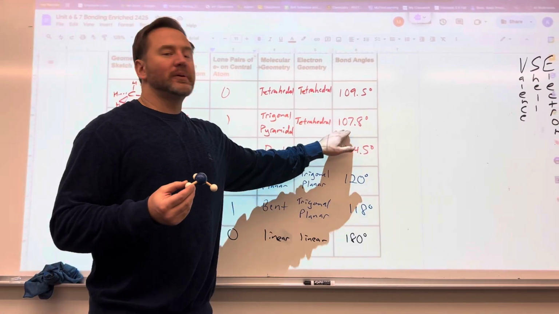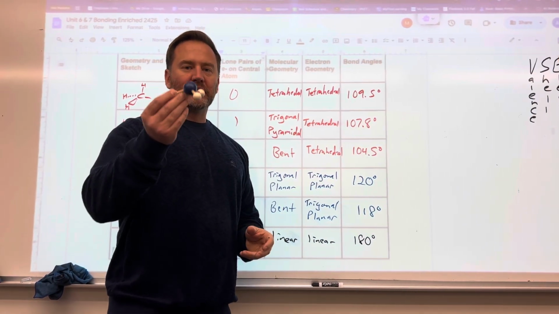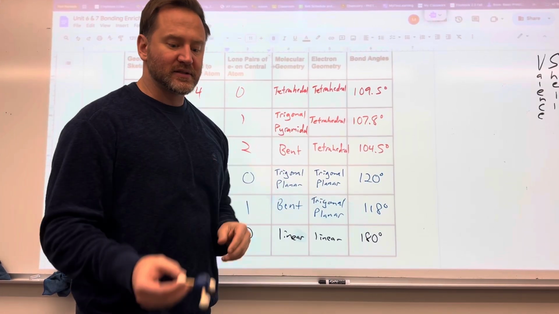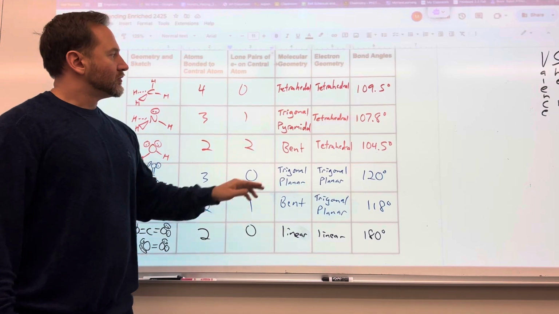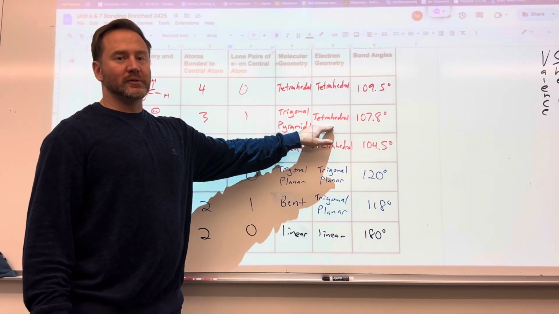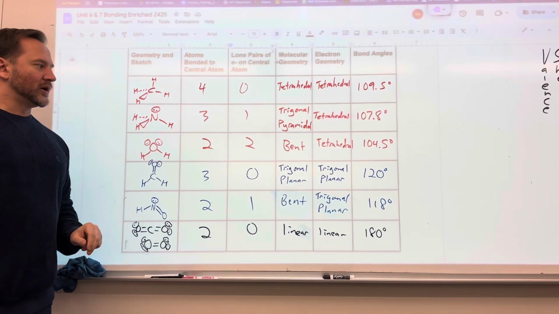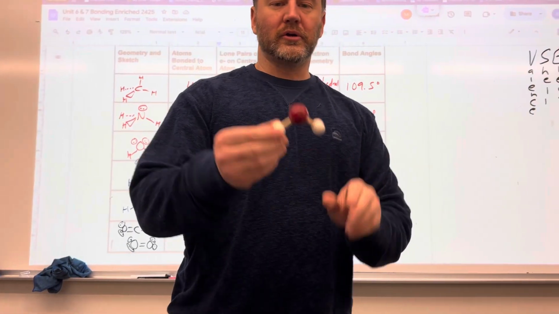Now the unshared pair of electrons is going to repel slightly more than the bonding pairs of electrons because they sit a little bit closer to that central atom and basically push or compress the other atoms a little bit closer together. So again, same electron arrangement, but you're going to have a different shape when we look at where the atoms are. The next one we're going to look at is bent, so water molecule right here.